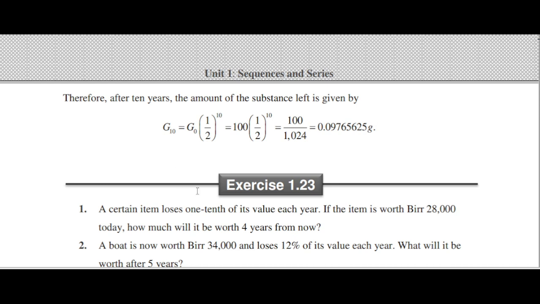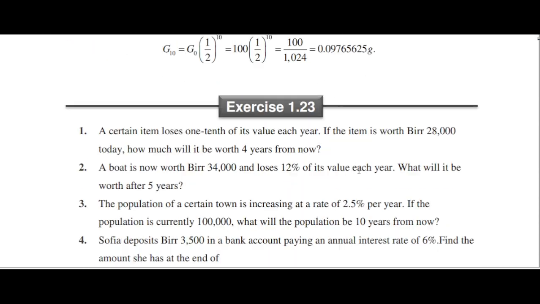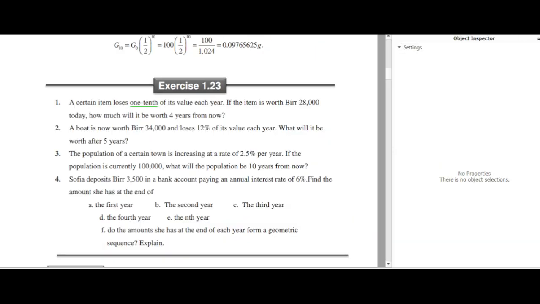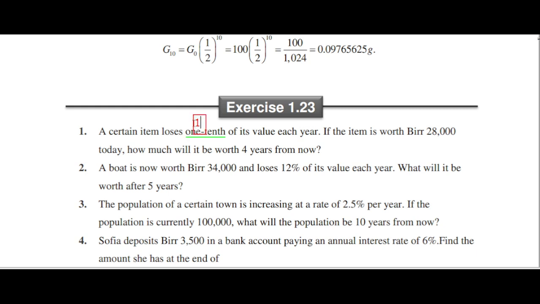Now let's do exercise 1.23. A certain item loses 1/10 of its value each year. If the item is worth 28,000 today, how much will it be worth 4 years from now? A certain item loses 1/10. This 1/10 means 10%.